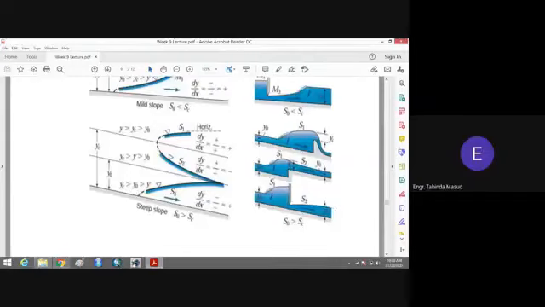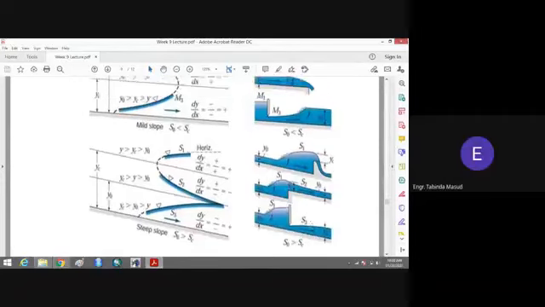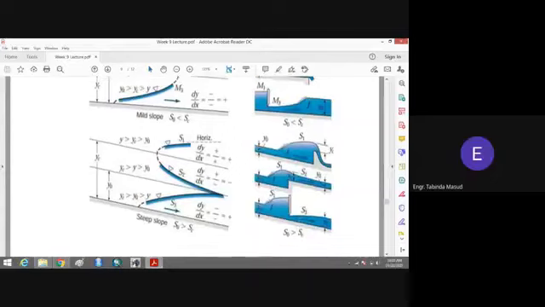There's no hydraulic jump under the sluice gate in case of the steep slope. You can see here under the sluice gate we have a hydraulic jump, and here we have no hydraulic jump. There is a gentle variation in the depth of the flow under the sluice gate.